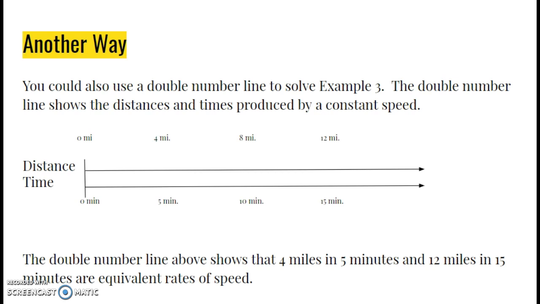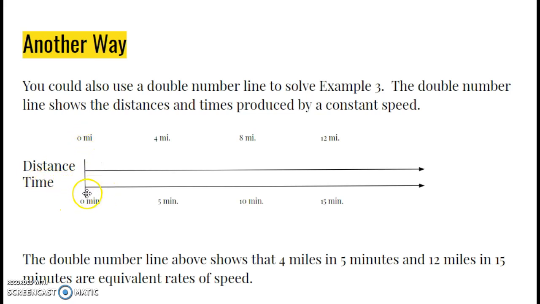There's another way that we could solve to see if ratios are equivalent, and we can use a double number line. If you've been in my class, you know I really like a double number line. So let's look at how that could take place. If we were looking at the example that we just did about Emma and driving, we could actually draw this double number line. The first line is going to represent the distance. The second line is going to represent the time.